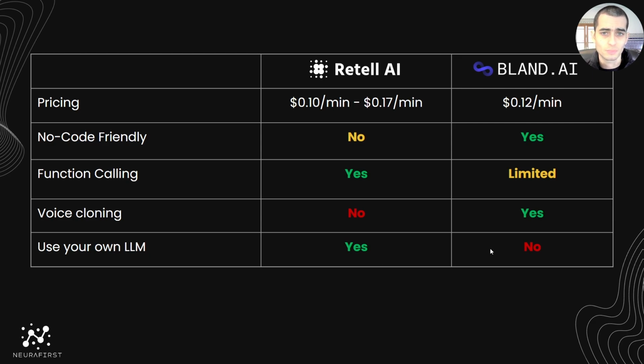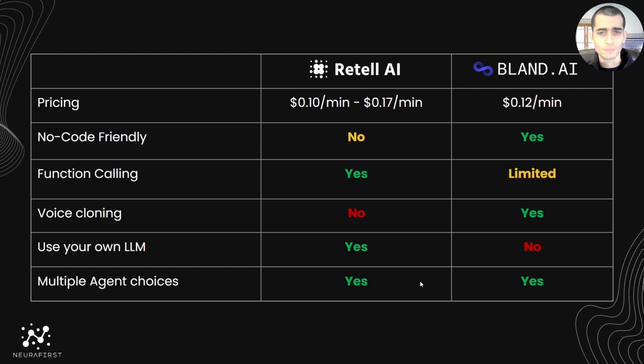However, this is not the case with Blend. And of course, both of them offer the option to use multiple agents, so you can have the choice between an Australian accent or a British accent. And also they have access to multiple languages, so you can do that for both of those APIs.